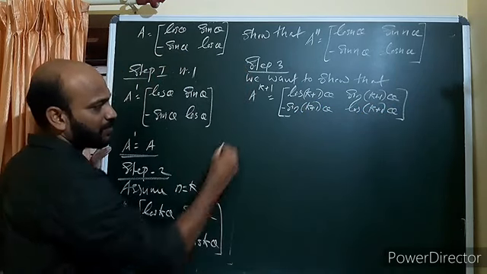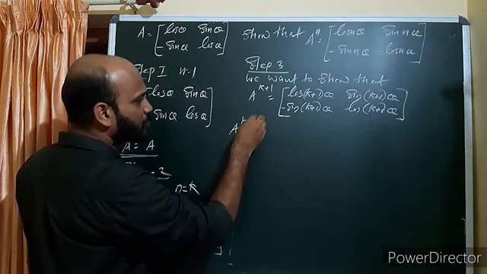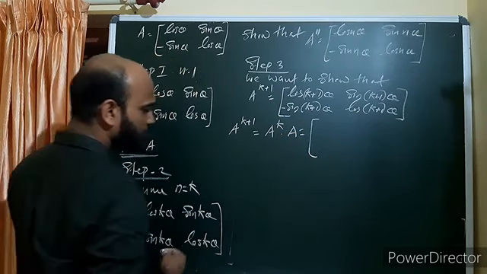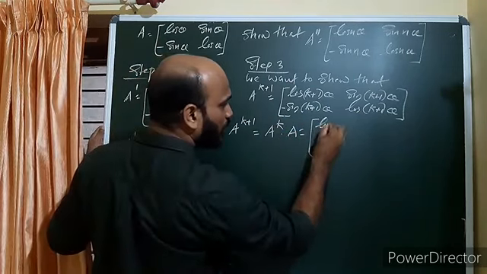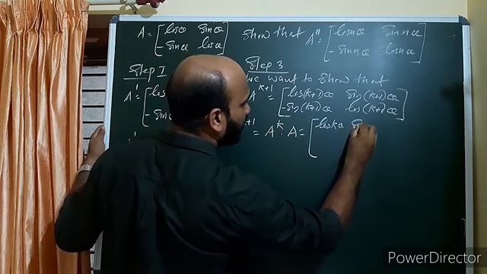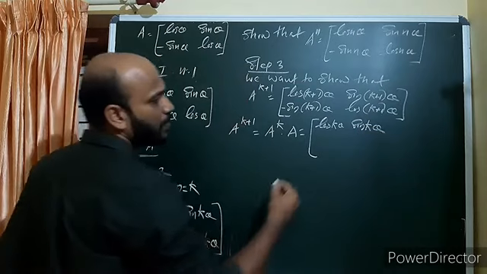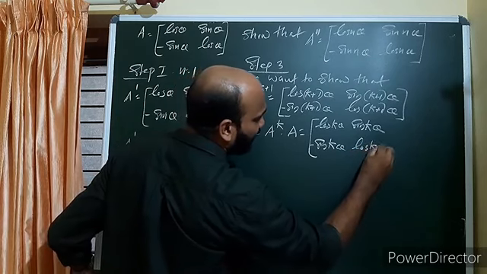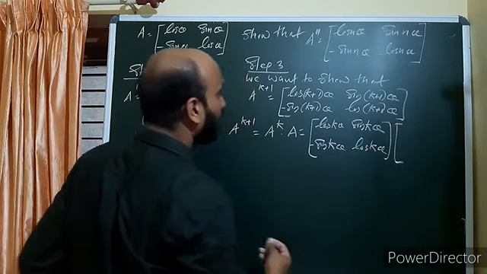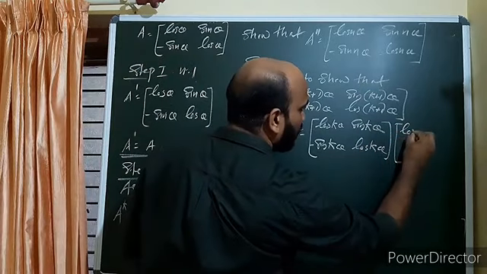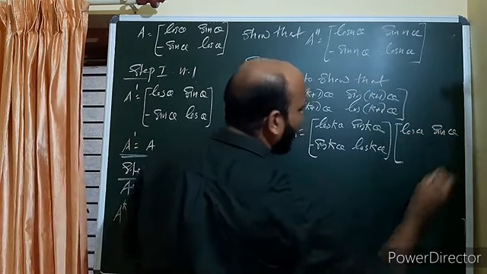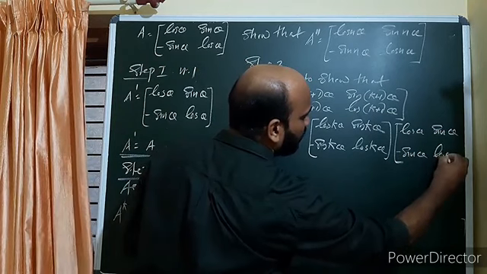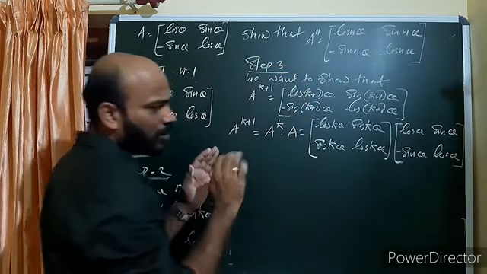So take its left hand side, that is A raised to k plus 1, that is equal to A raised to k into A. Now what is A raised to k? A raised to k equal to the matrix cos k theta, sin k theta, minus sin k theta and cos k theta, into A. A is the matrix cos theta, sin theta, minus sin theta, cos theta. Now you have to multiply these two matrices.